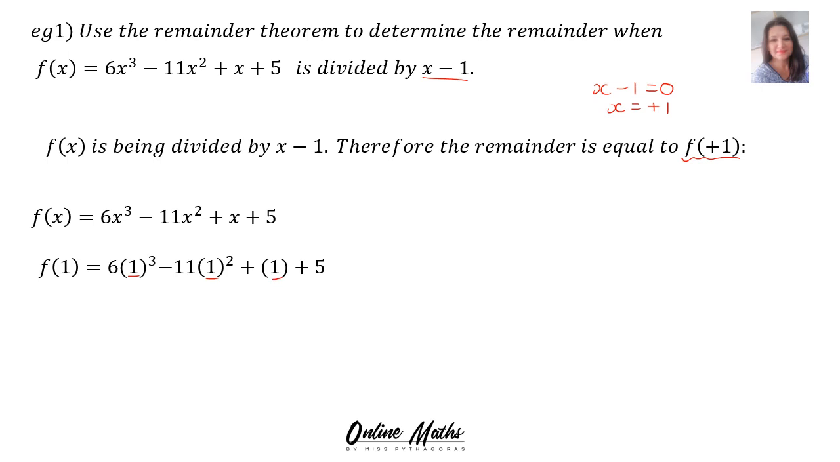Then this becomes 1 cubed is 1 times 6 is 6. Then 1 squared is 1 times minus 11 is minus 11, plus 1, plus 5. And then when you add all of that, your answer is 1. So that means when f of x is divided by x minus 1, the remainder is 1.